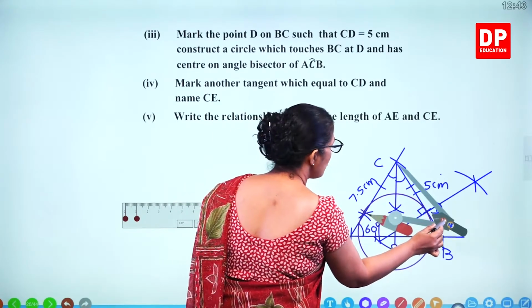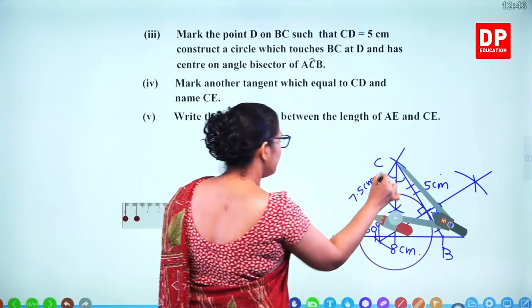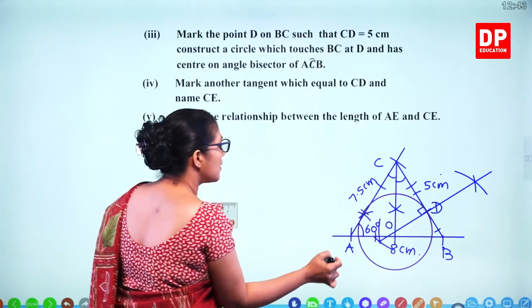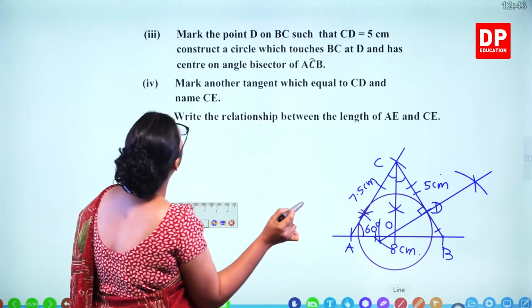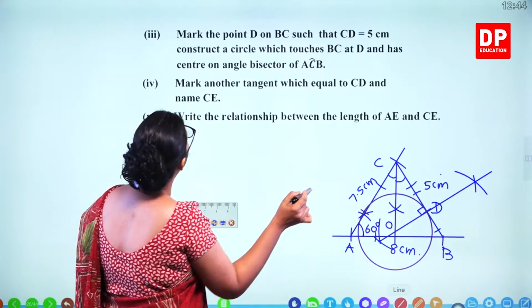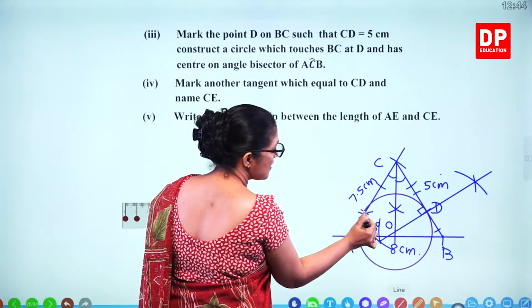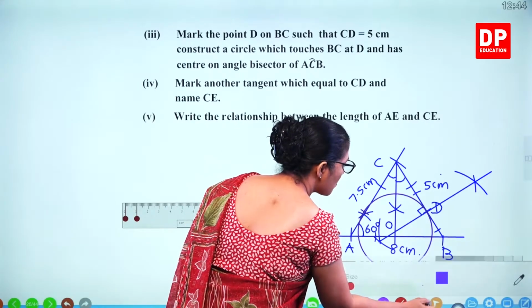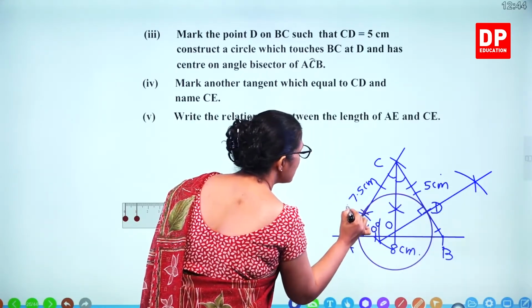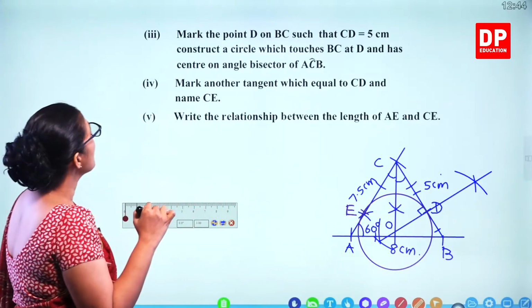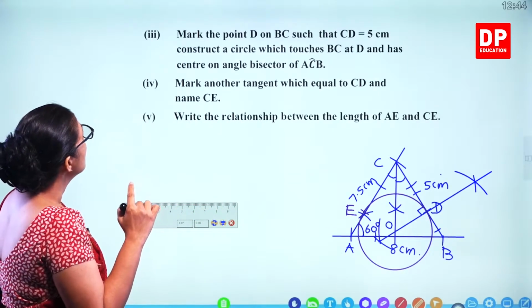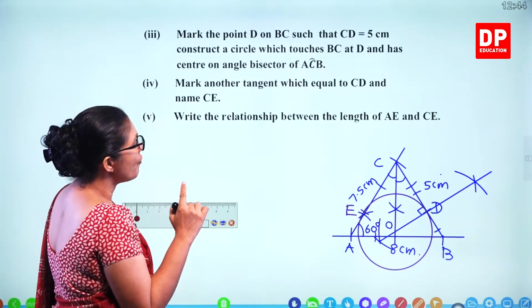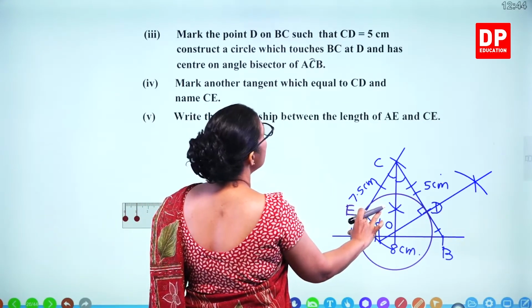That means the tangent line is this one, so we'll take it. So this point is CE. This is actually on this AC line, so we can mark this point as E. So this is E. Write the relationship between the length of AE and CE.